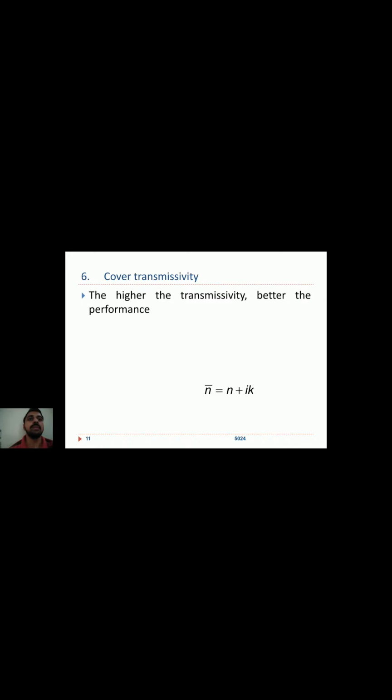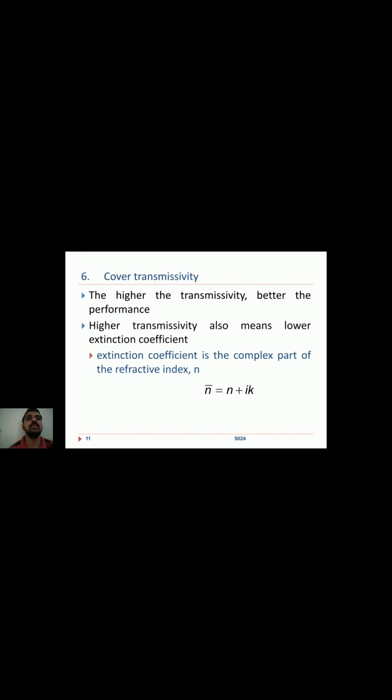Now the sixth parameter affecting the performance is the transmissivity of the glass cover. The higher the transmissivity, the better the performance. More energy will be transmitted through the glass cover to the absorber plate. So higher transmissivity also means a lower extinction coefficient. What is the extinction coefficient? It is the complex part of the refractive index, as given by this equation.